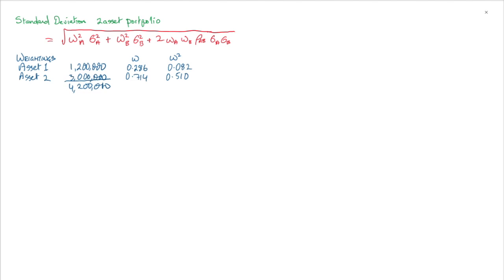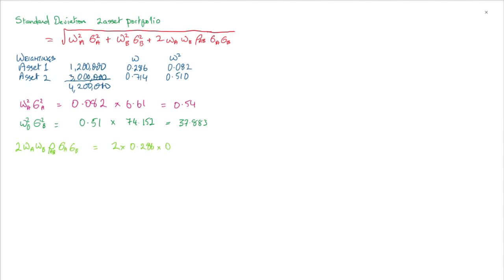Square those, and you get the figures you have there. So now we can take each part of that formula and work it out. So for the first part, we have 0.54. For the second figure, we get 37.883. And for the third part, we slot in each of those figures. This is a big long one. And when we work all of those out, we get a figure of 6.868. So by adding those three figures up together, you're going to get the variance of this particular asset.